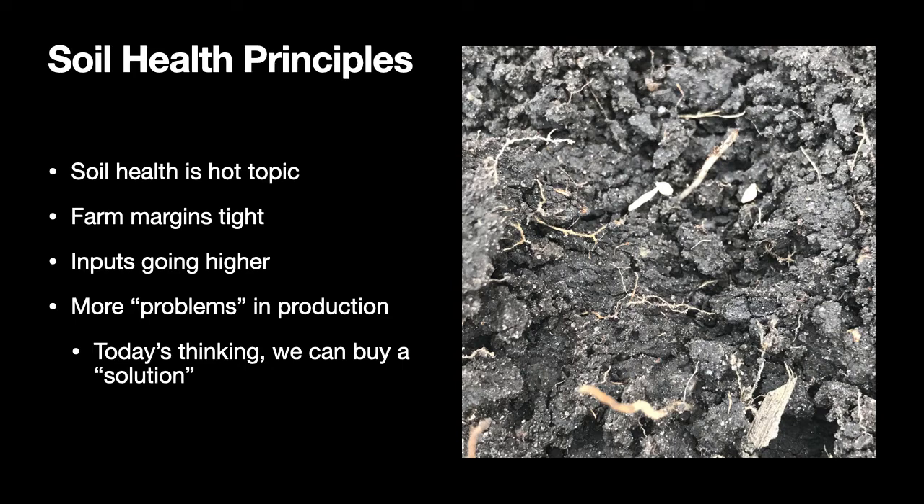But right now, our farm margins are fairly tight. Input costs are going higher. We're seeing more and more problems in our production systems. And with today's thinking, we keep thinking that we have this solution we could just go and buy, a solution in a bag or a solution in a jug, and it's not quite that simple.